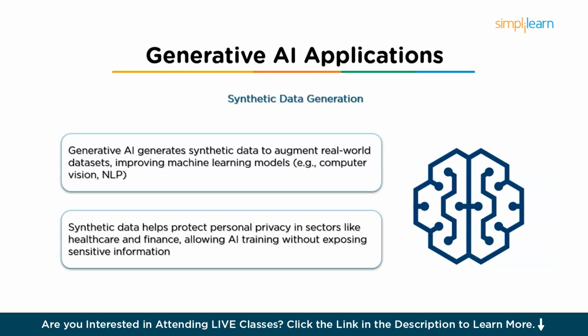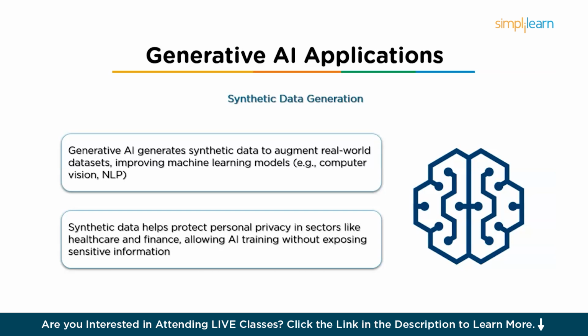So the first one is data augmentation for AI models. GenAI is used to generate synthetic data that augments real-world data sets, especially in computer vision or natural language processing. For example, AI can generate images of objects or scenes that are underrepresented in existing data sets, helping improve the performance of machine learning models.